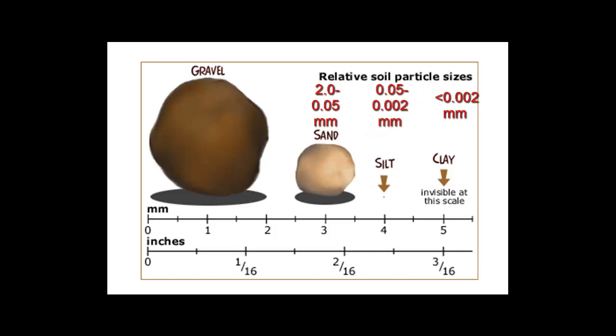This is a relative scale. Notice that, of course, this is not an actual scale. The millimeters and inches are blown up here so that you can see the relative sizes of these particle sizes. Gravel is quite large. Sand, silt, and clay, in this particular example, clay is not even visible at this scale. It is very, very tiny.